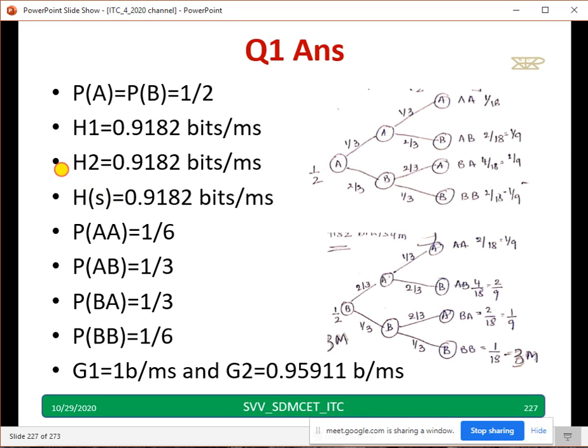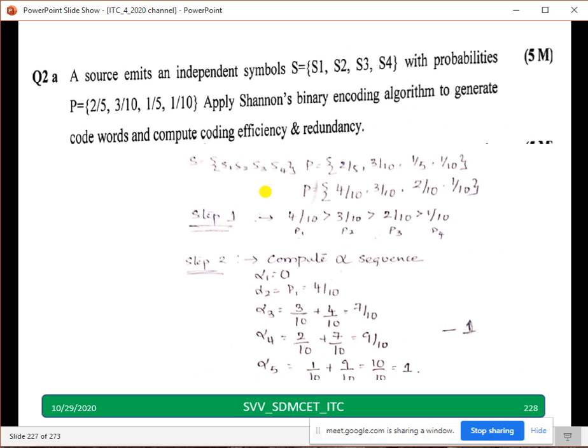Many students, compared to last year, are few. This year, they are writing the units. But last year, they used to miss these units. They never used to write bits per message symbol, something like that. They used to write 0.918 and so on. This is one observation I have made. And most of them got this correct answer, G1 and G2, and they got complete marks.